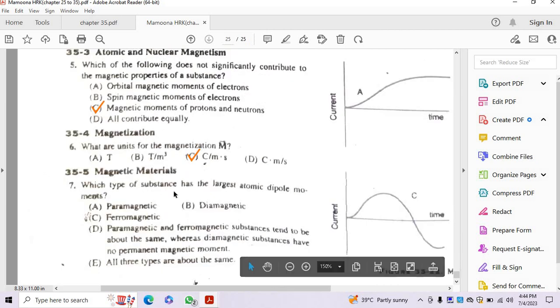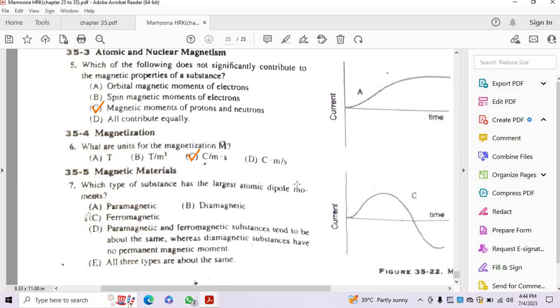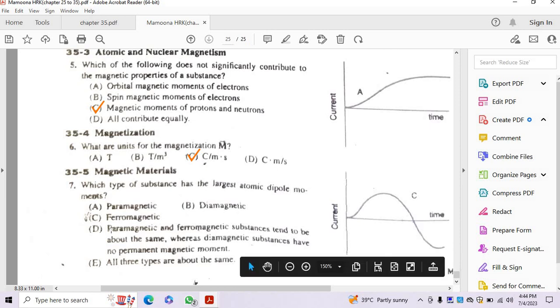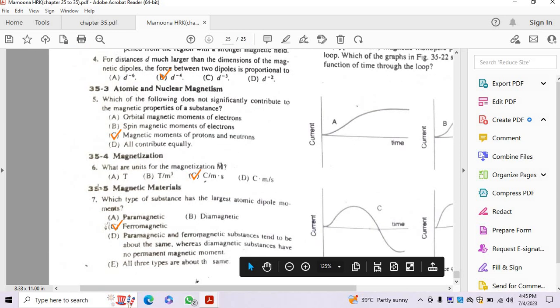Question number 7 is, which type of substance has the largest atomic dipole moments? Paramagnetic, diamagnetic, ferromagnetic, paramagnetic and ferromagnetic substances tend to be about the same whereas diamagnetic substances have no permanent magnetic dipole moment, or all three types are about the same. Diamagnetic substances do not have any atomic dipole moments, only ferromagnetic and paramagnetic have, and ferromagnetic have the largest atomic dipole moments. So option C is the correct option.